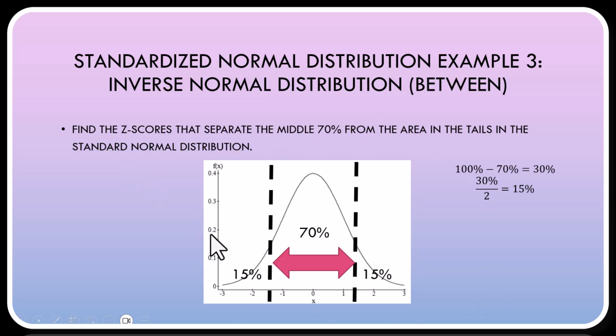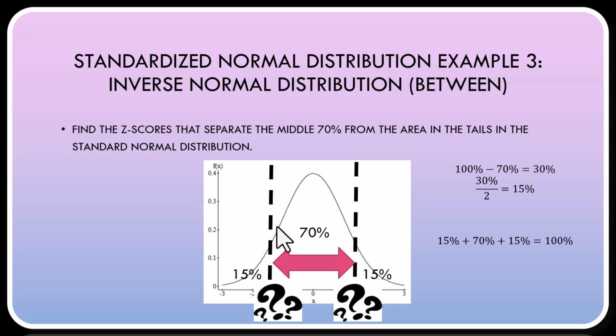So why did I make you do all this silly math? Why are we doing that? Well, unfortunately, the numbers that we're going to have to feed into RGuroo are not the middle 70%, but rather the 15% in each tail. So we want RGuroo to give us this z-score and this z-score. Okay, so let's see if we can make it do that.